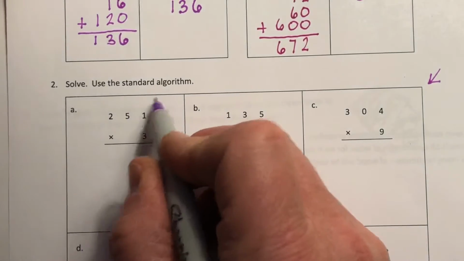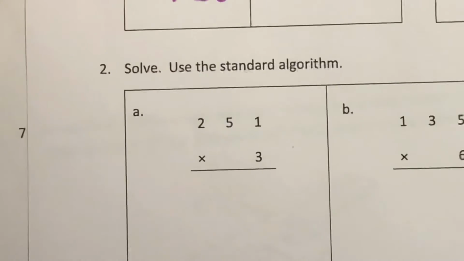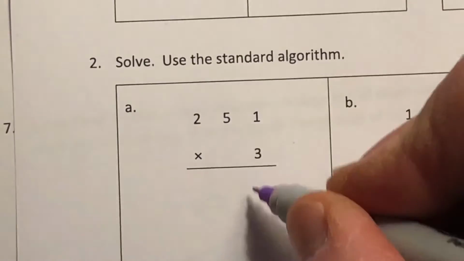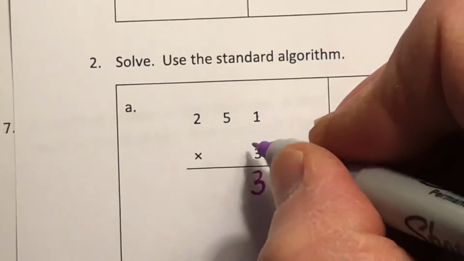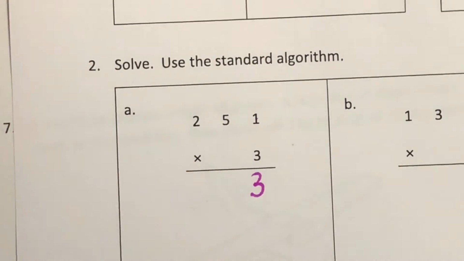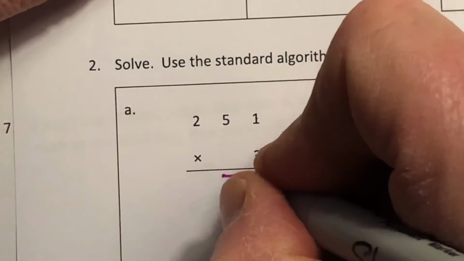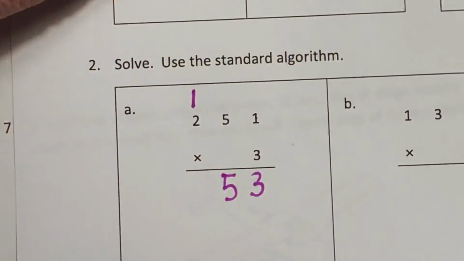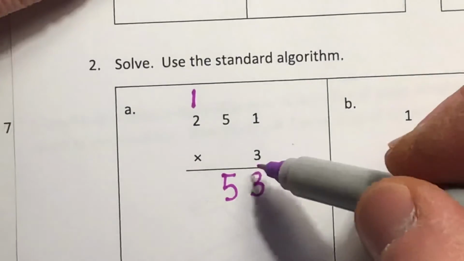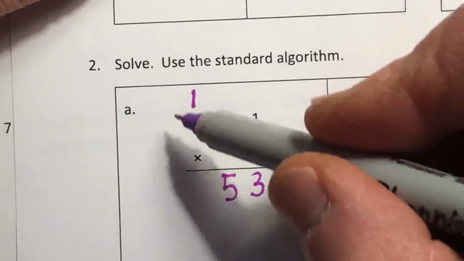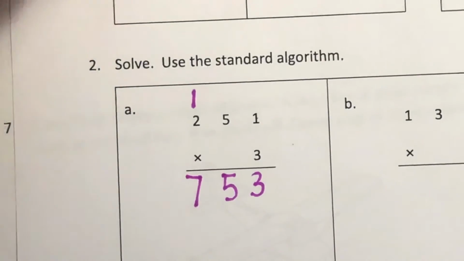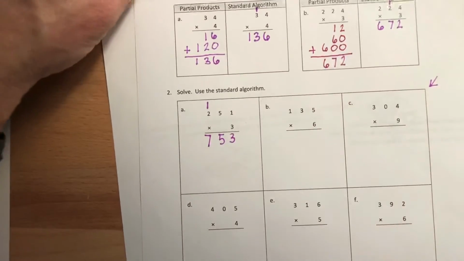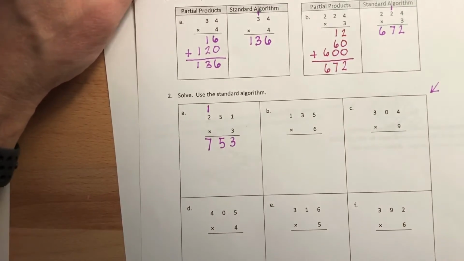Solve these using the standard algorithm. A, let me zoom in so we get a good view of this. 3 times 1, that's 3. Okay, that 1's in the 1's place, so that 3 stays in the 1's place. 3 times 5, that's 15, right? 5, 10, 15. I put down the 5, I carry the 1, right? Because that 1 needs to go to the next place value. And then 3 times 2 is 6, plus 1 is 7. So my answer here is 753, okay? And the rest you can do as a group, together, or by yourselves, up to your teacher's discretion there, okay?